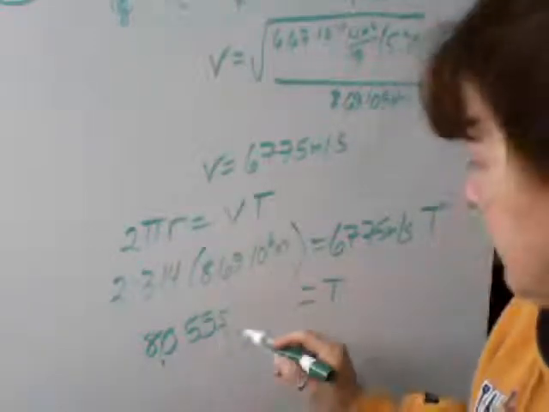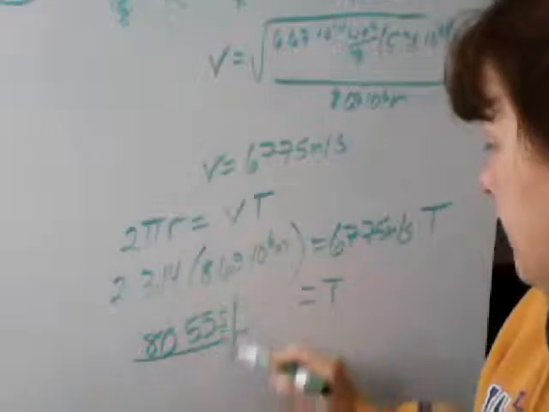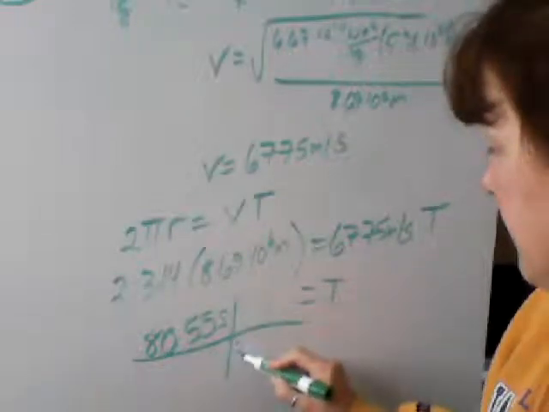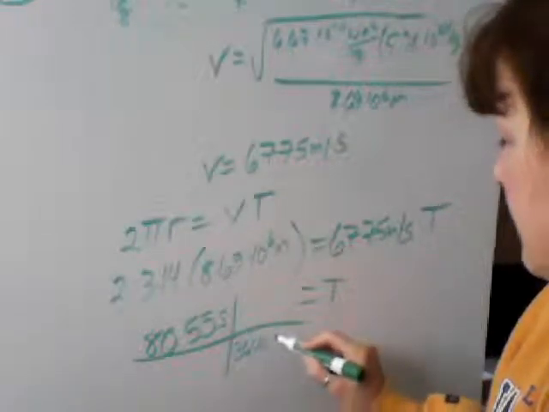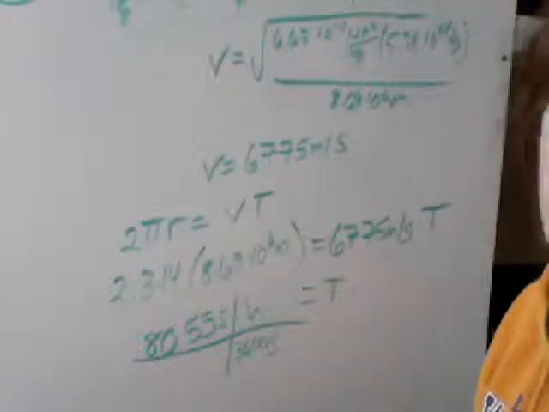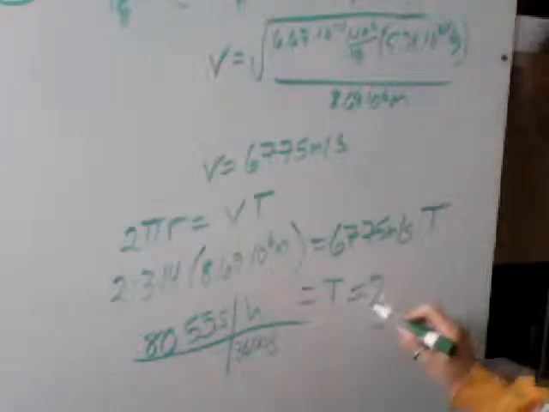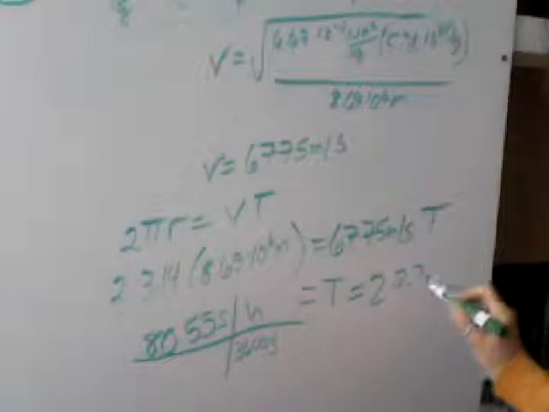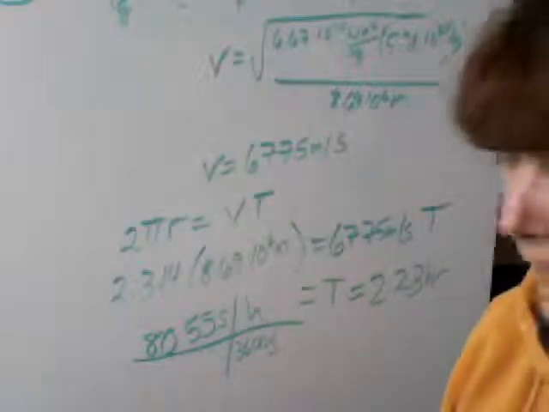And of course we want to convert that into a number that means something to us. 3,600 seconds in an hour. And so we find out that the satellite orbits at 2.23 hours.